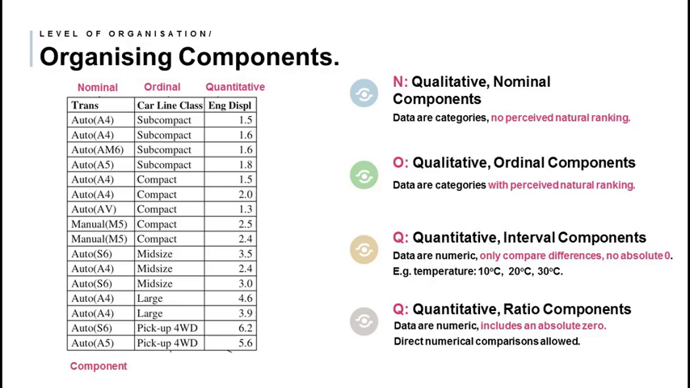The car line class could allow us to compare differences between engine size. Of course, quantitative data can also represent a ratio where there is an absolute zero and direct comparisons, such as 4 kilos is twice the weight as 2 kilos, are possible. In the following slides, and indeed the following concept videos, we will refer to quantitative components without making the distinction between interval and ratio data.